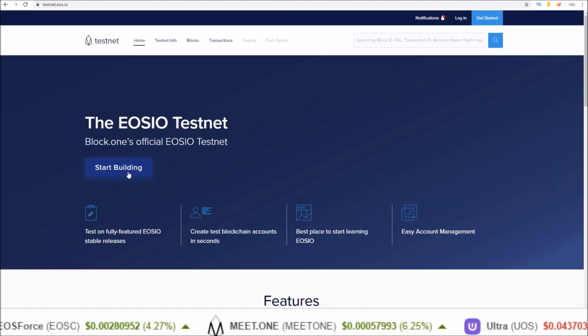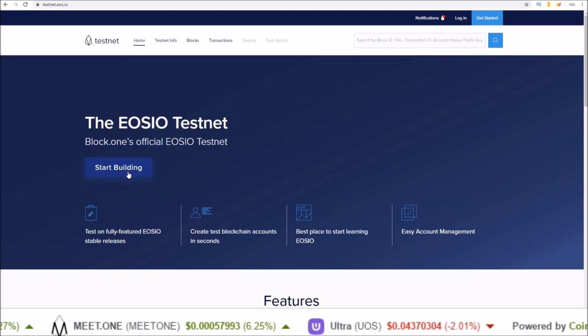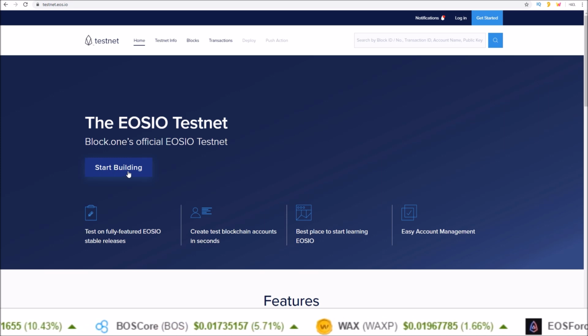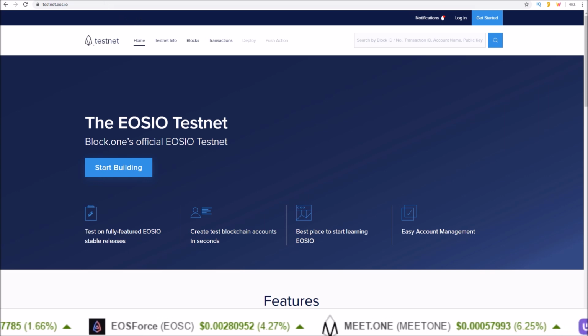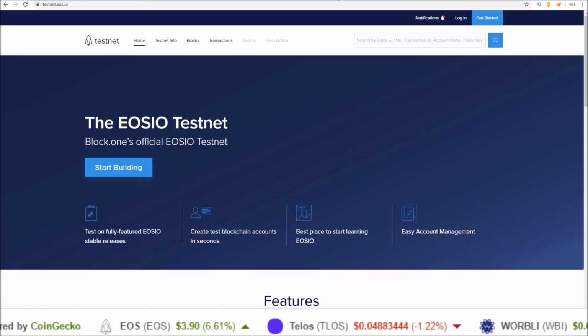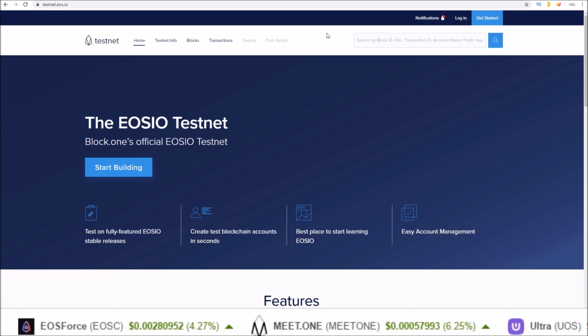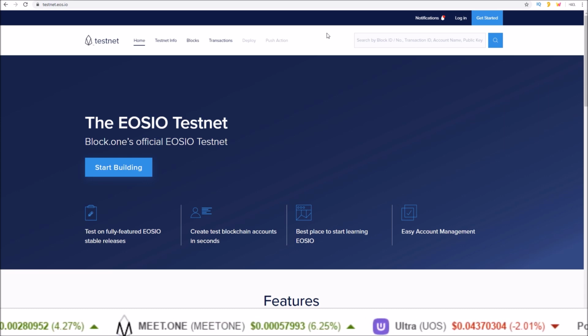So that's it for this quick EOSio news update. We continue to see improvements across the board with EOSio 2.0 coming out, the new fix to REX, and the new BlockOne official EOSio testnet. Things continue to improve and push forward with EOSio.